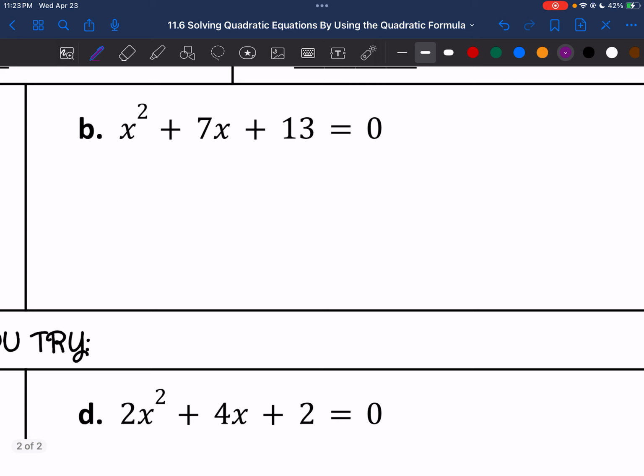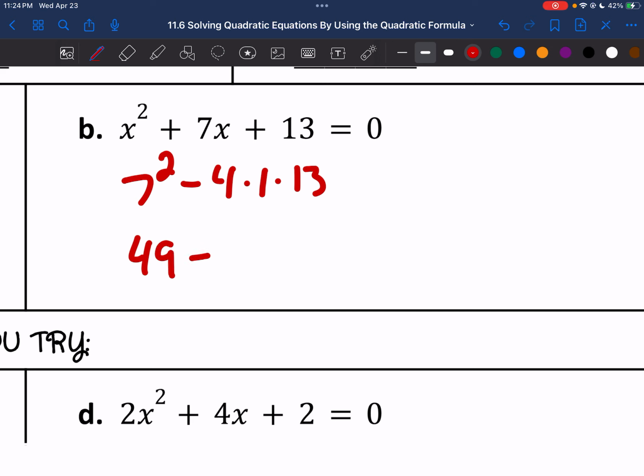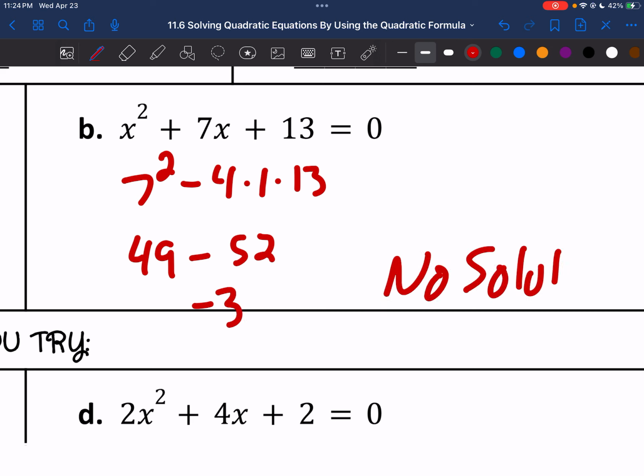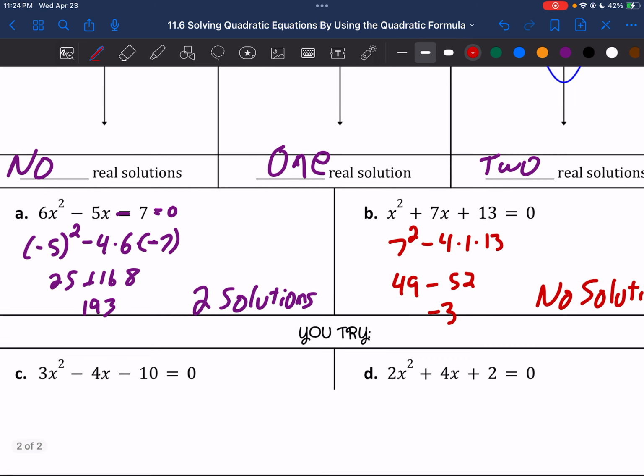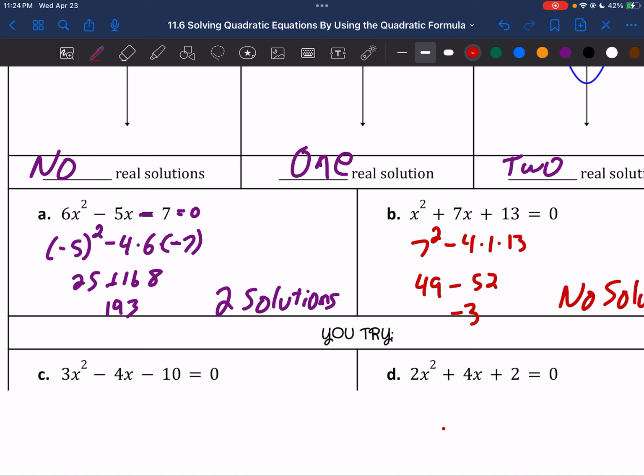Take a look at letter B. x squared plus 7x plus 13 is equal to 0. So first off, 7 squared minus 4 times 1 times 13. So 7 squared is 49, minus 4 times 1 times 13 is 52. So I get negative 3. No solutions. There are 2 U-try problems, C and D. Do them on your own and check your work against mine.